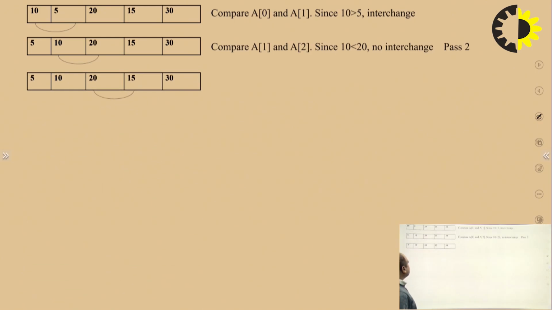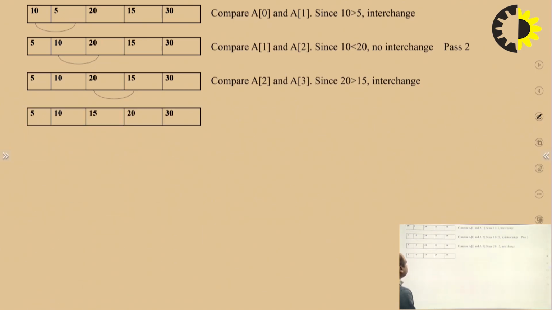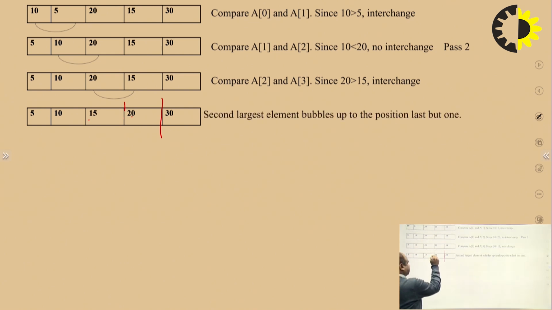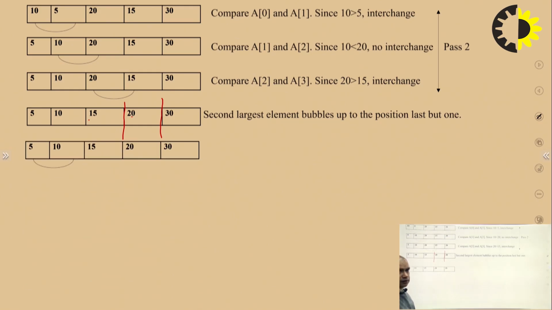Again we compare 20 with 15. Here an interchange will happen, so we get 15, 10, 20. Now our 30 is at the correct position, and we get the second largest element at the second position. So there is no interchange after that. That completes pass 2.